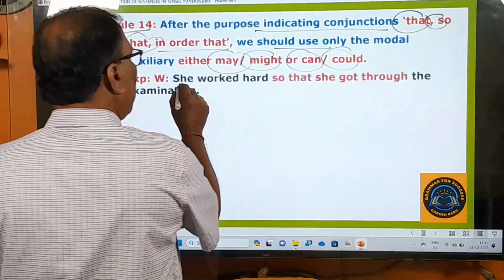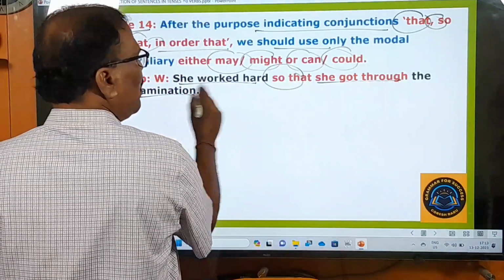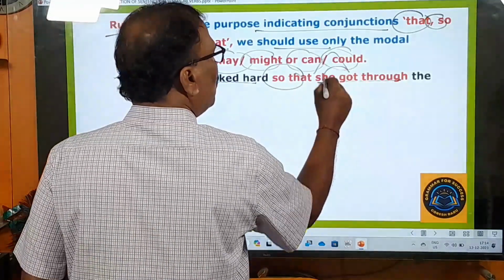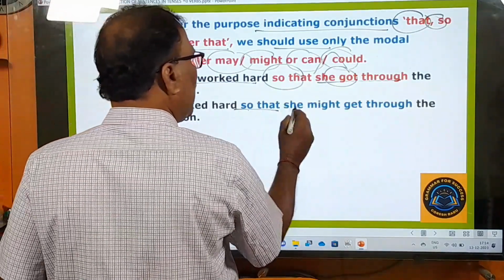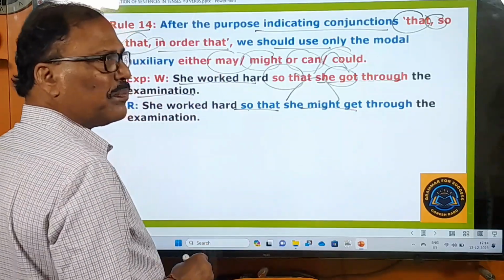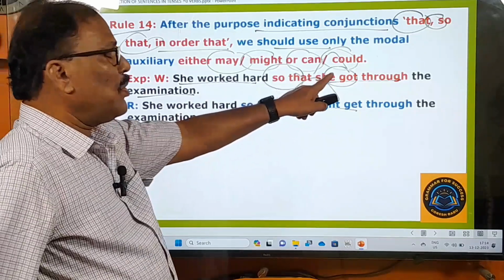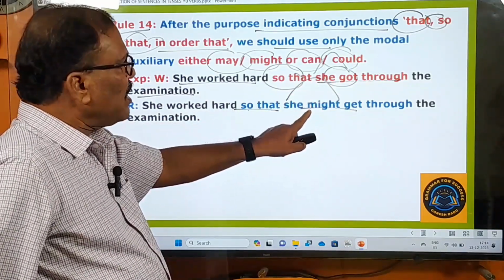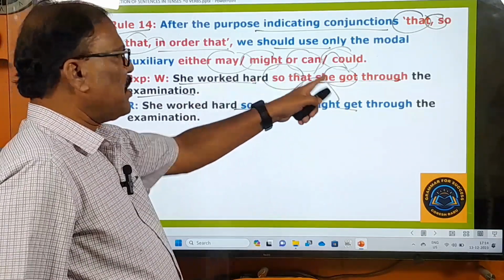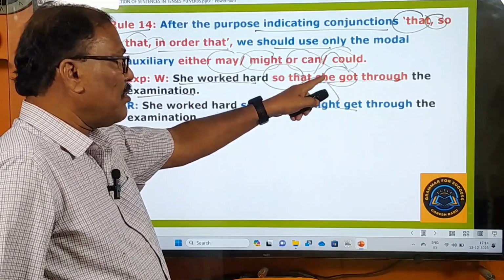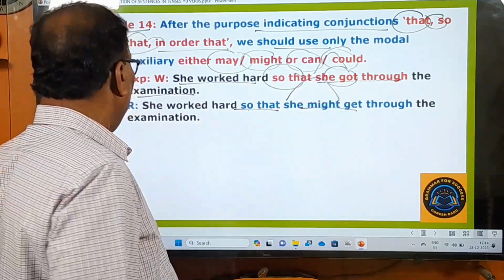How? Let me give an example. She worked hard. It's the main clause. So that she got through the examination. Don't say she got through. Don't use the simple past tense, but you have to say like this: she worked hard so that she might get through the examination. Simply don't use simple past, but with the past tense, with the might, you have to use. Past tense with might. Simple past you should not use. With the might you have to say: she worked hard so that she might get through the examination.